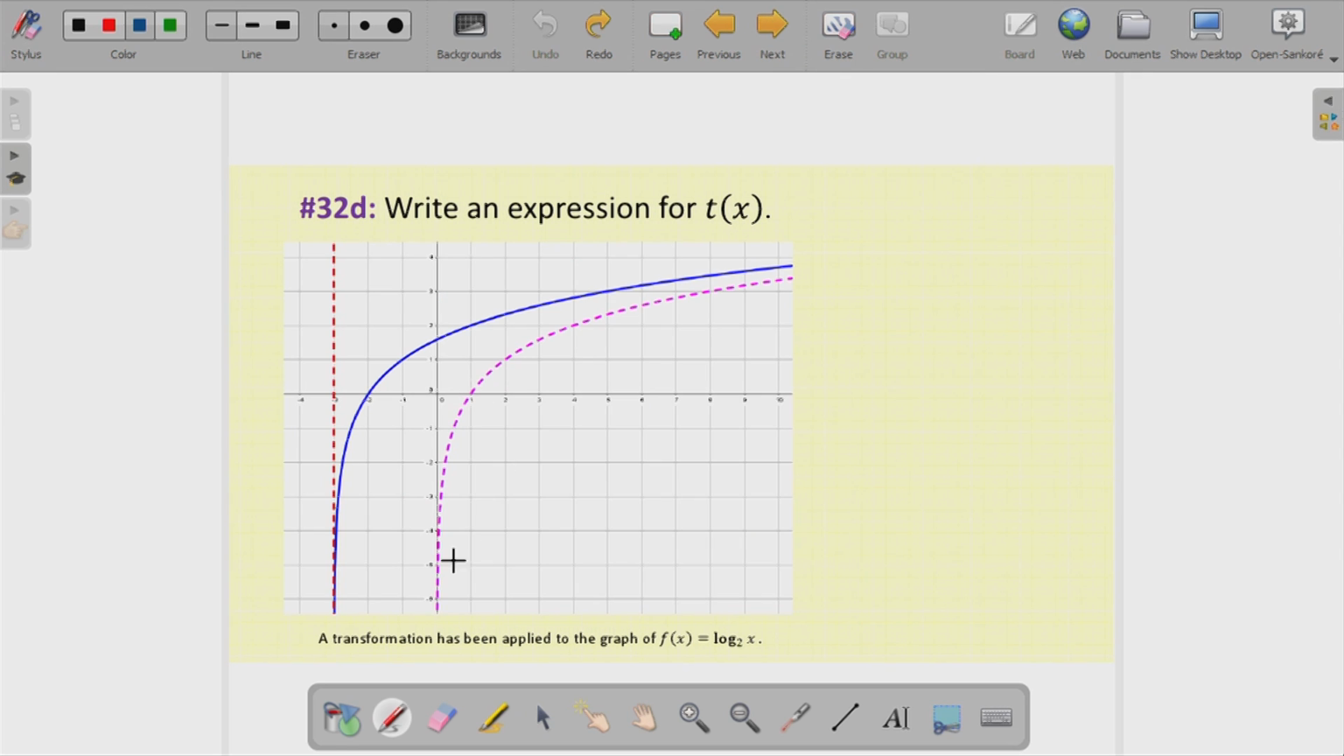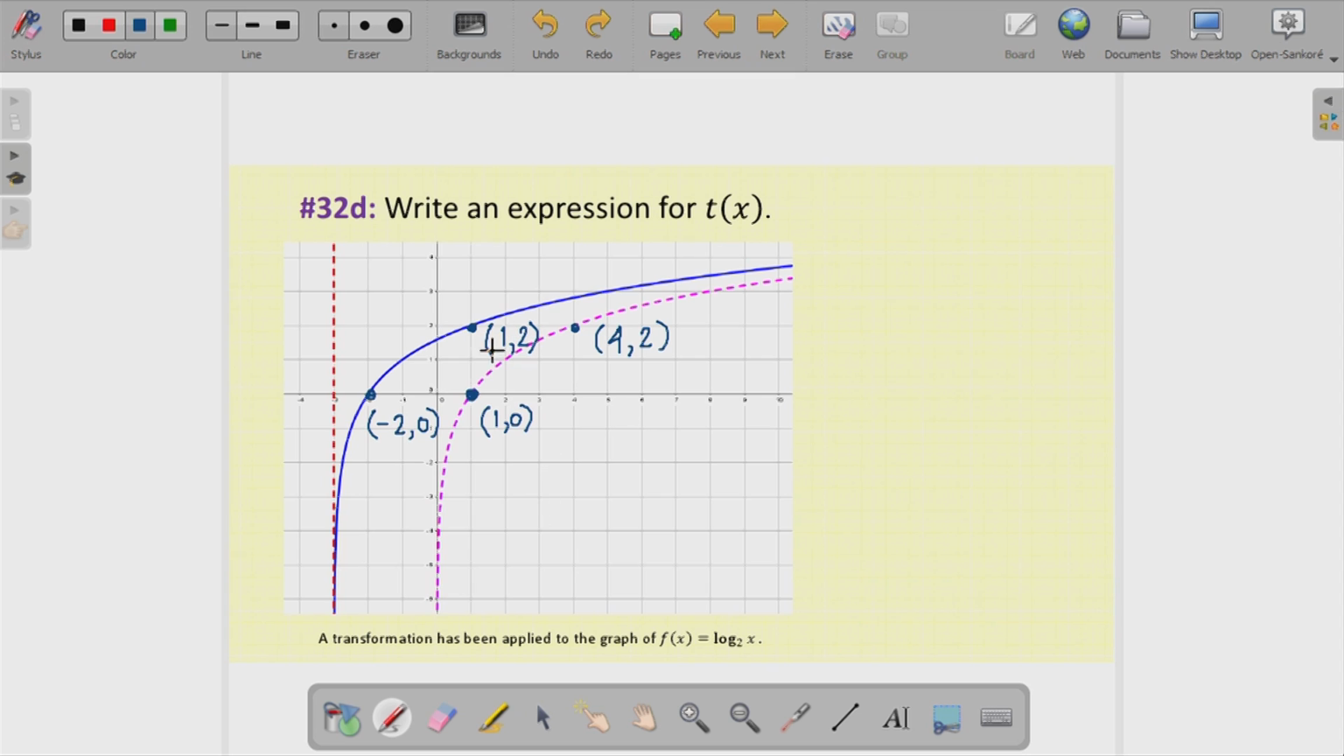So I'm going to highlight a couple points. Let's choose a couple key points like this one here. This is 1, 0 on the original graph, and here we have over here negative 2, 0 on the new graph. Let's highlight one more point just to prove our point, so to speak. Here we've got 4, 2 on the pink dashed graph, and here we have 1, 2 on the blue graph, the new one, t of x.